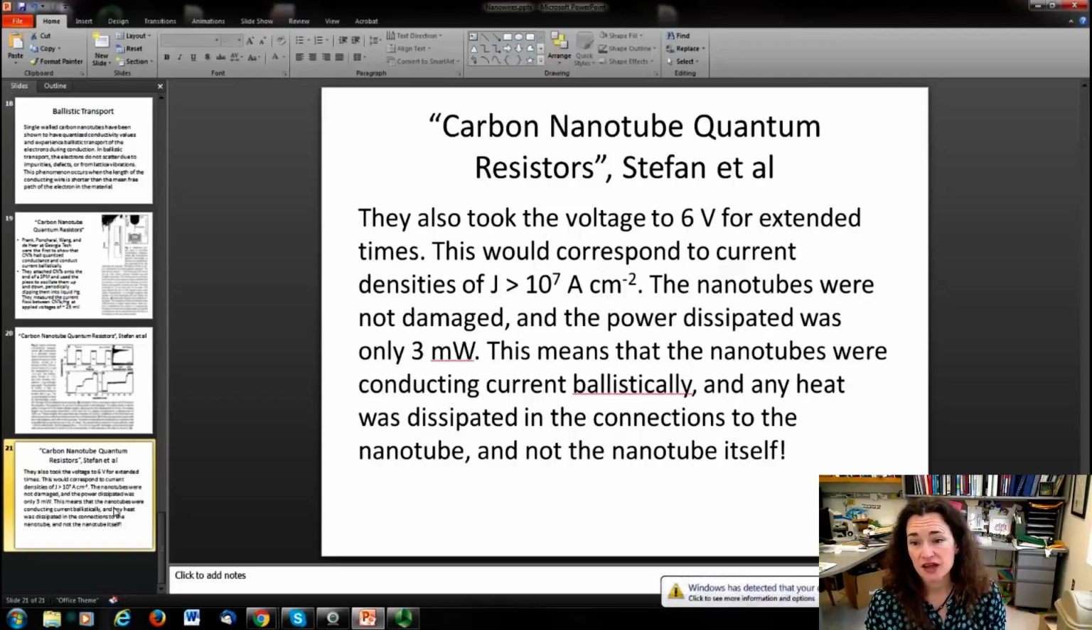And the fact was that they saw that the power dissipated when they did this was only about 3 milliwatts, okay? So what that means is that the nanotubes themselves were conducting the current ballistically, basically with no resistance, and that any resistance that did occur occurred in the attachment of the nanotube to either side, right? So the power was being dissipated when it was attached to the SPM, or maybe when it contacted the mercury at the bottom, not in the nanotube, because if it were being dissipated in the nanotube, it would heat up and be vaporized, okay? So that was their evidence for ballistic transport, all right?